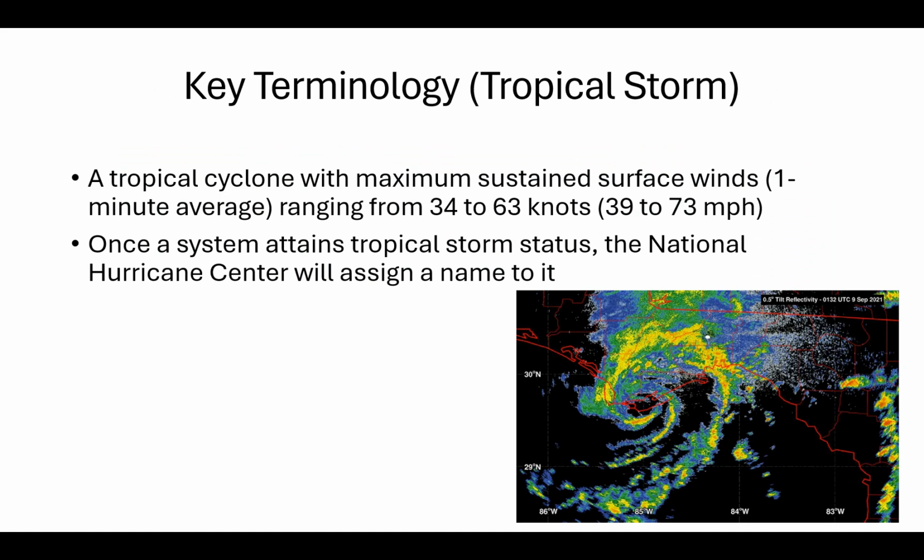Next, let's move on to talk about tropical storm. What exactly is that? A tropical storm is a tropical cyclone. It has maximum sustained surface winds, the 1 minute average ranging from 34 to 63 knots, or 39 to 73 miles per hour. Once a system attains tropical storm status, the National Hurricane Center then assigns a name to it.